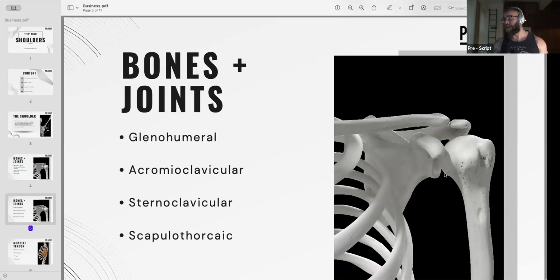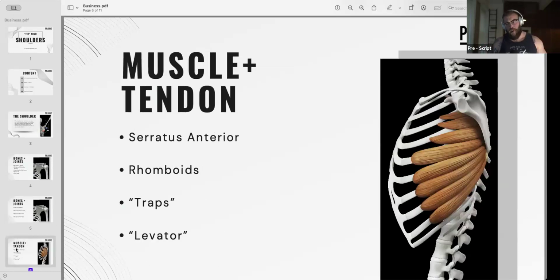Are those degrees independent, right? Okay, we'll get to that. That's a really good question. So when we get into the muscles now, I'm going to deliberately break these down into 3 separate components. And we're going to explain why as we move through this. So when we talk about muscles and tendon at the shoulder, serratus anterior, rhomboids, traps, and levator. So serratus anterior, rhomboids, traps, and levator.